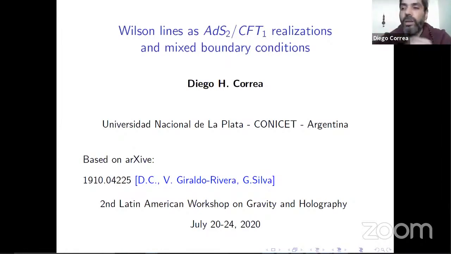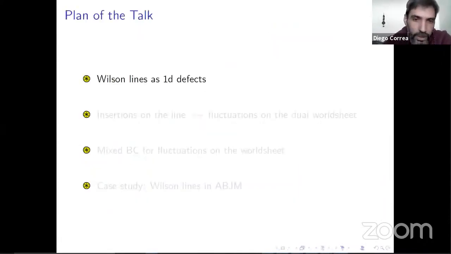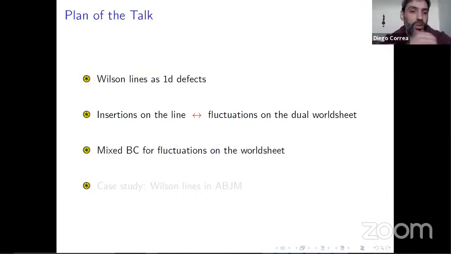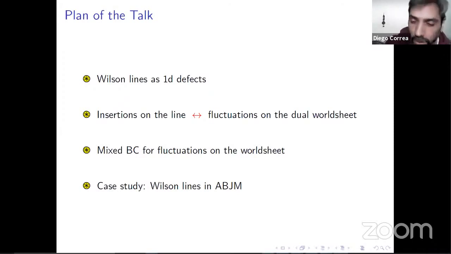Okay, well, today I'm going to be talking about some work done in collaboration with Victor, Giraldo Rivera, and Guillermo Silva, and it's about mixed boundary conditions in AdS2, and how this is interpreted in terms of Wilson lines. So this is the plan of my talk. I will motivate this idea of Wilson lines as one-dimensional defects. I will discuss what kind of operators or insertions we would like to consider on the line, and how they are related to fluctuations in the dual string description. And then I will focus on a certain kind of mixed boundary condition for these fluctuations on the worldsheet, and apply these ideas to the case of Wilson lines in ABJM theory.